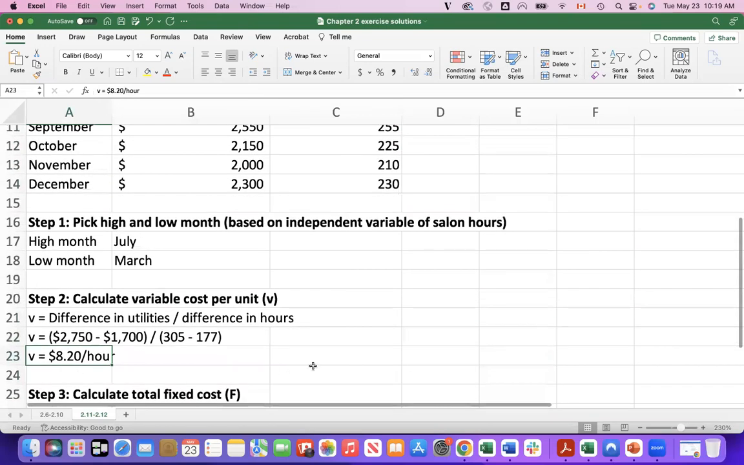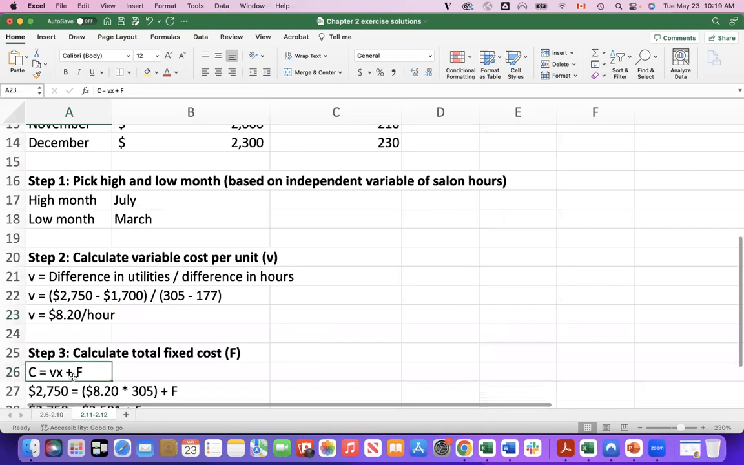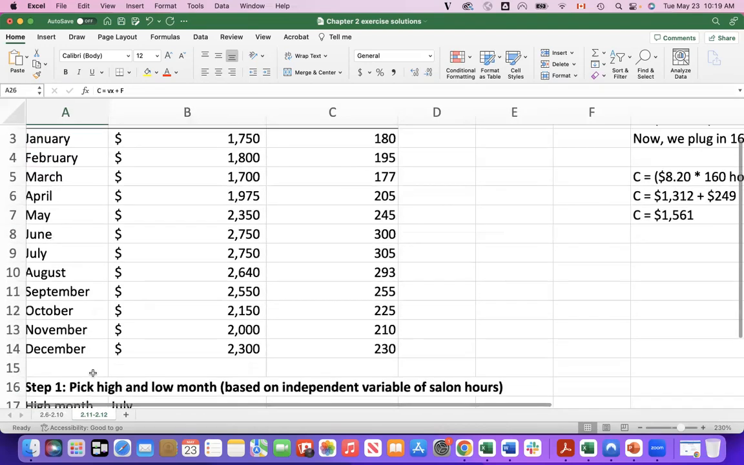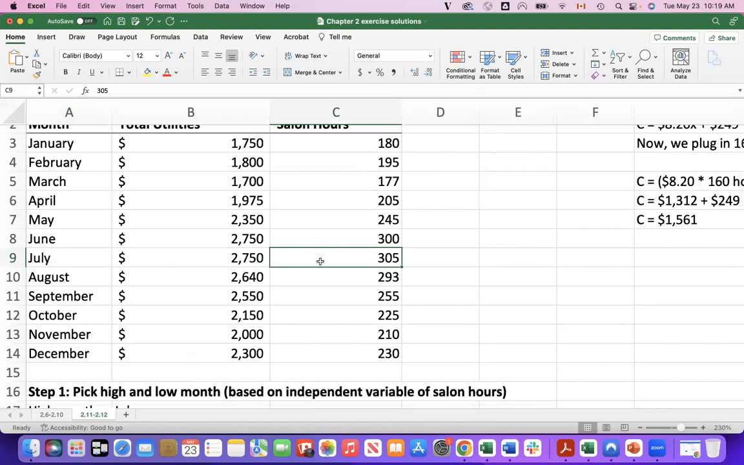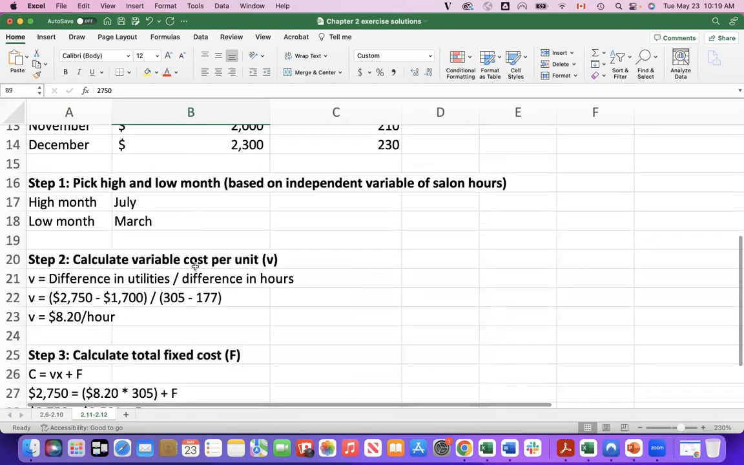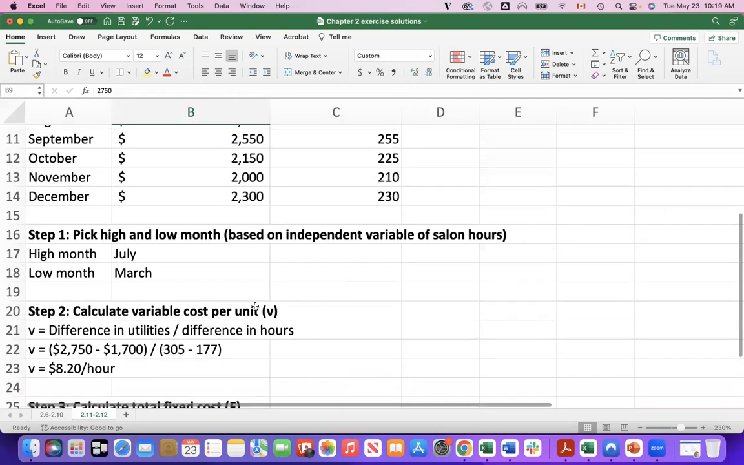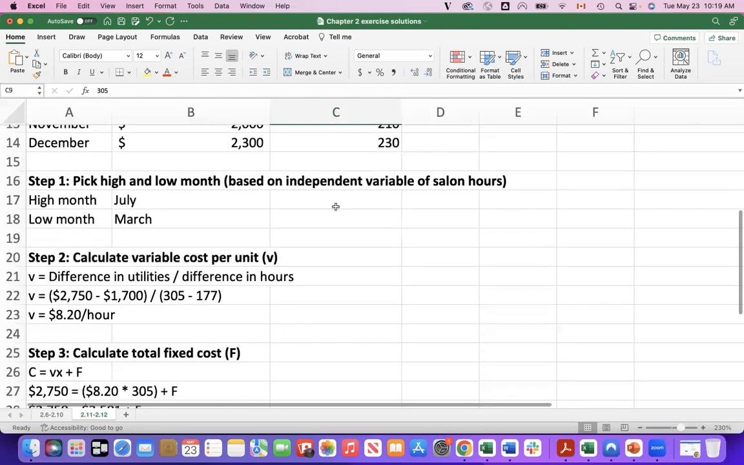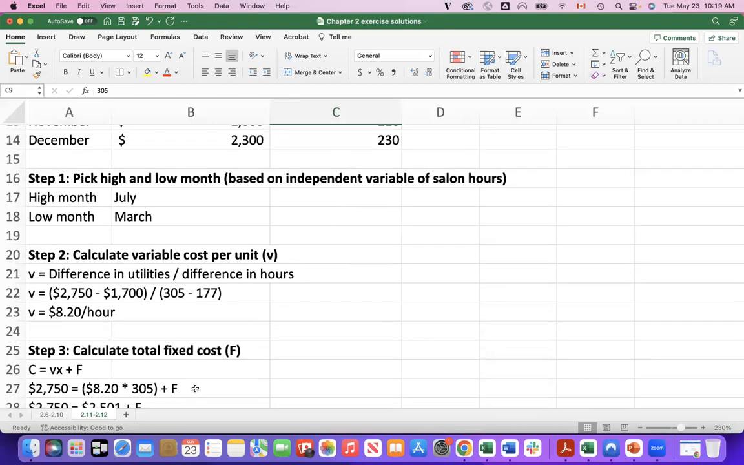The next step, calculate the total fixed cost, the F in our C equals Vx plus F equation. So if we look at our equation, we're going to plug in everything that we know at this point. So we take one of the points, the high month or the low month. Let's just take the high month for simplicity's sake. That was 305 hours. So that's our X. Our Y or our C is 2750. So if we plug in for C, 2,750 utility costs equals our V, which we just calculated, is the $8.20 per salon hour, multiplied by our X, which is the activity at the high point, 305 salon hours. And we're solving for F, so we don't know what F is.